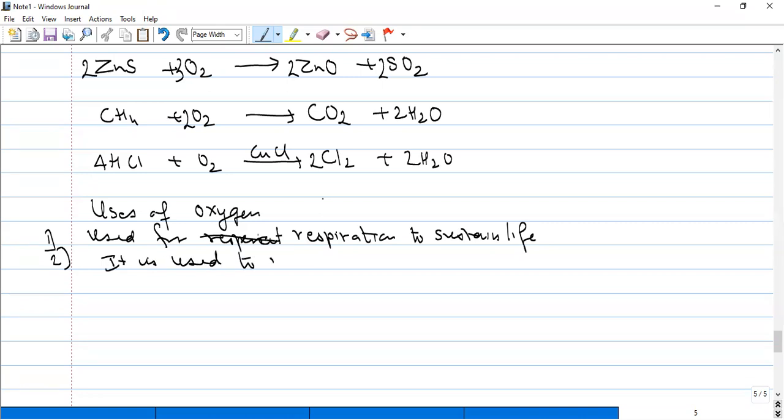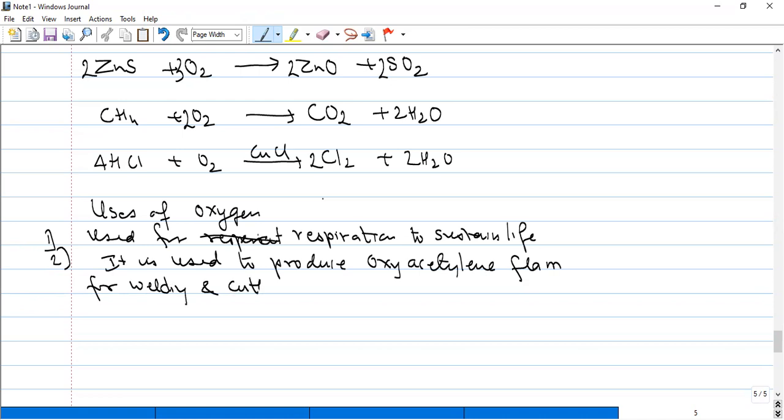It is used to produce oxyacetylene flame, for welding and cutting of metals.